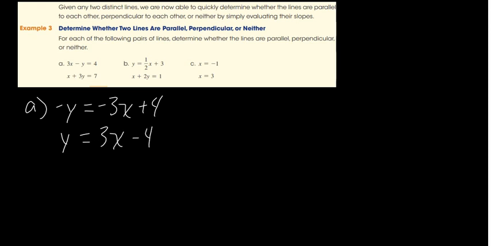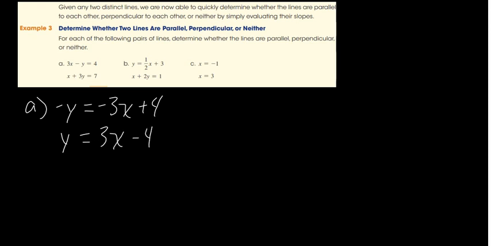Let's start here and solve for y. Let's make sure we denote that as A. We're going to have negative y is equal to negative 3x plus 4. And then we're going to multiply by negative 1 on both sides. So we're going to end up with y is equal to 3x minus 4. So that's the first equation.